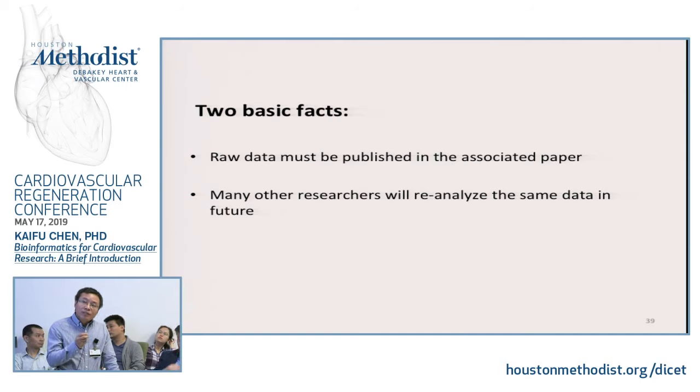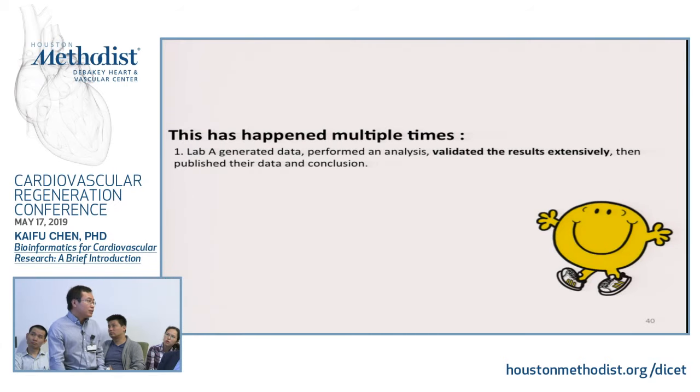And very important is, in the future, more and more researchers will start to reanalyze these raw data. They will reproduce your results to verify important hypotheses. This has happened multiple times in the past, right? A lab A generates their raw data, performs analysis, and finds a very exciting hypothesis. They also validate the result, sometimes even with many other wet bench experiments, and then publish their data and conclusion in a very top journal. For example, there are examples in Cell and Nature. These papers were reviewed very strictly in these top journals, right? So when they get published, it is very exciting, right?